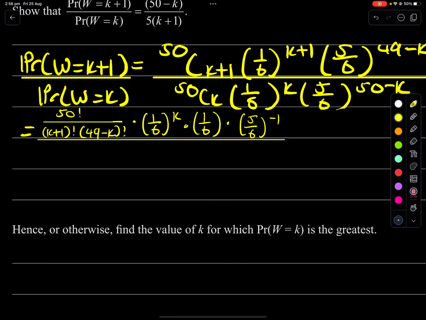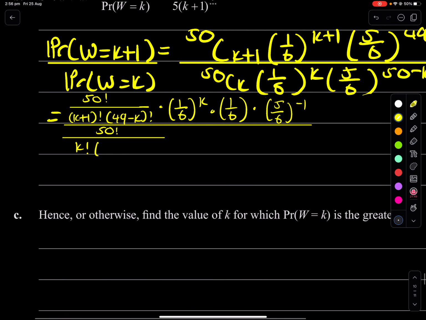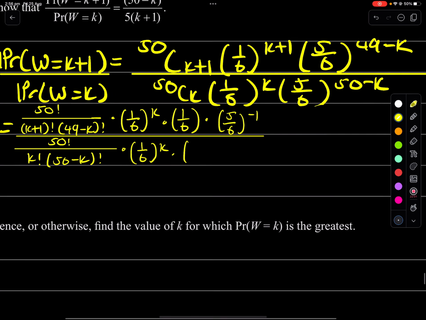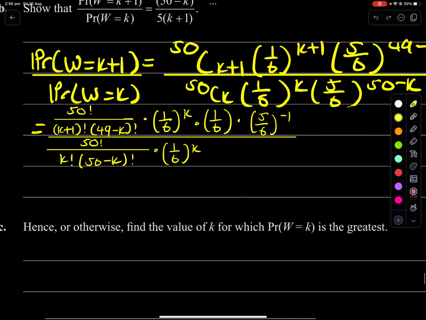All over, so same thing, so 50 choose k factorial times, okay, so k factorial times 50 minus k, so 50 minus k factorial, that's multiplied by 1 over 6 to the k times nothing, yeah, that's that. Okay, well, these ones cancel out.